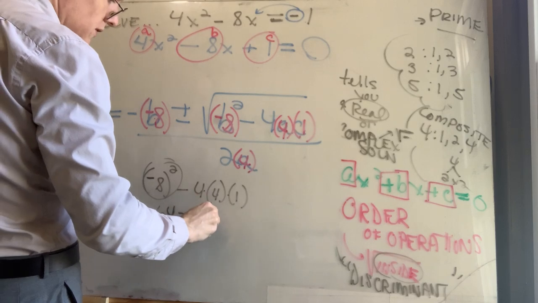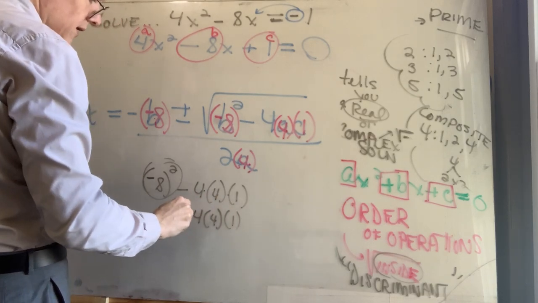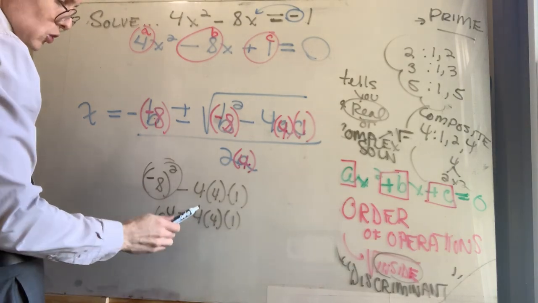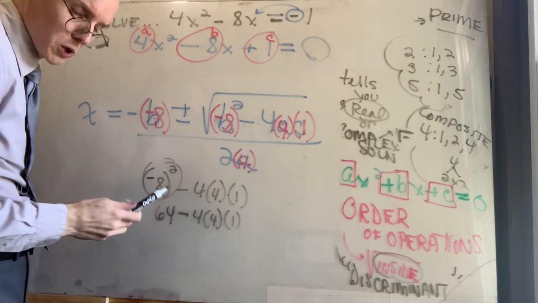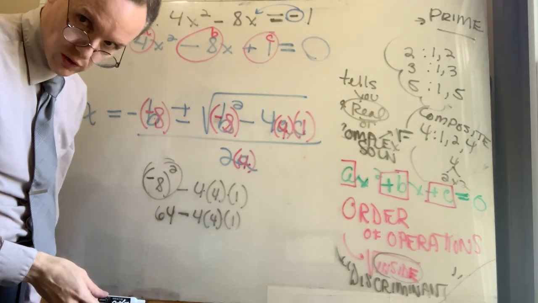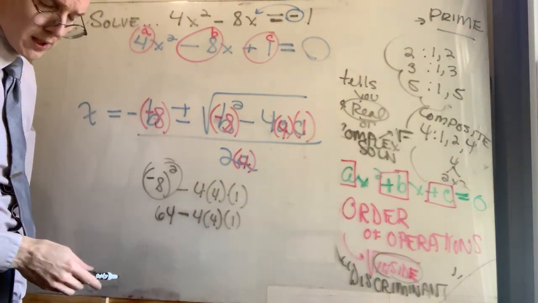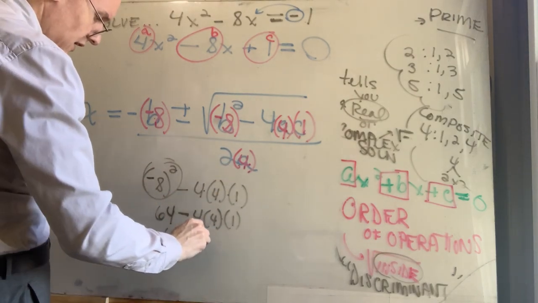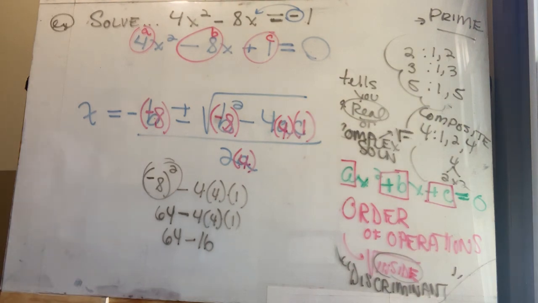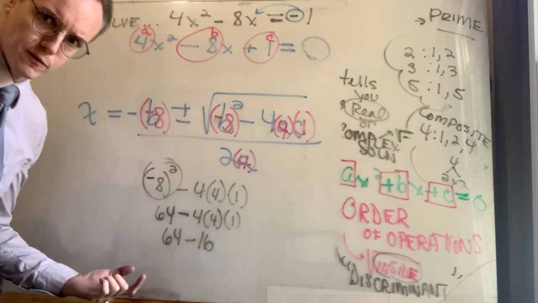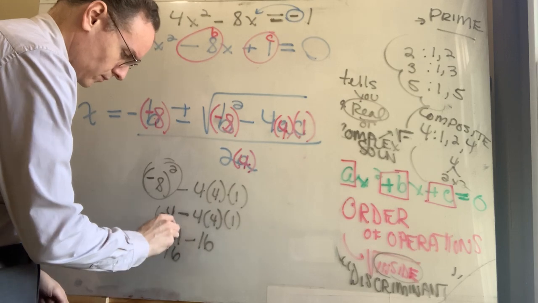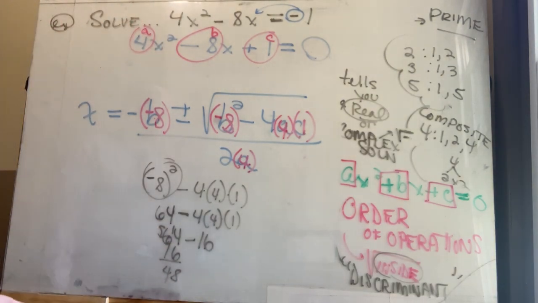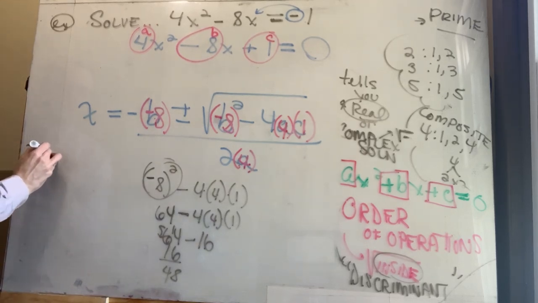minus this junk. And even if it seems kind of silly, I'm going to not skip steps, okay, because I want to make sure that it's clear. Now I have the choice between subtraction and multiplication. Which is more important according to the order of operations? The multiplication. 4 times 4 times 1 is 16. That makes this 64 minus 16. What is just 64 minus 16? 48. Now bear in mind, this is all that has changed.